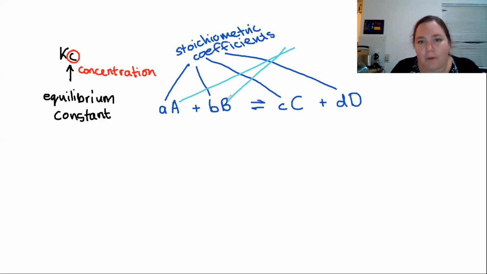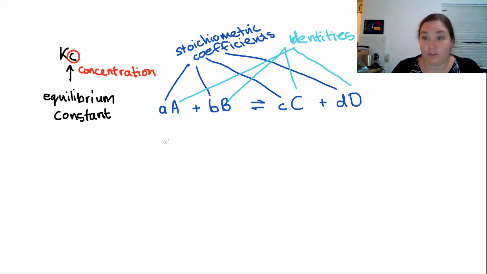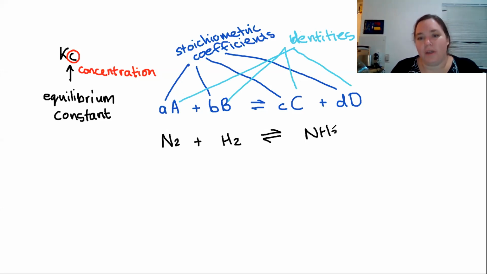Your capital A, capital B, capital C, and capital D are all the identities of the substances. So, for example, I'll use the same example I used last time: nitrogen plus hydrogen going to make ammonia. In this particular reaction, one nitrogen reacts with 3 hydrogens to produce 2 ammonias. So in this case, little a would be the 1, big A would be the nitrogen, little b would be the 3, and big B would be the hydrogen.